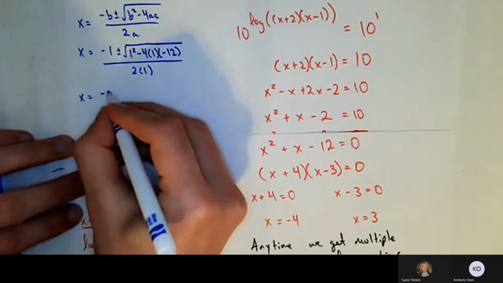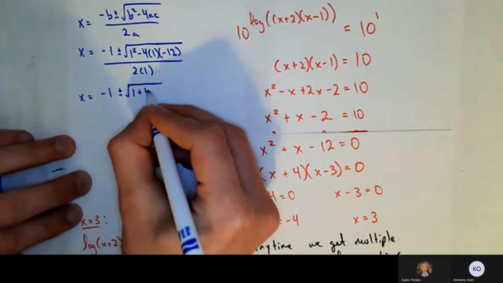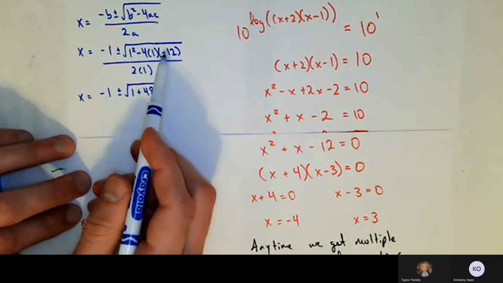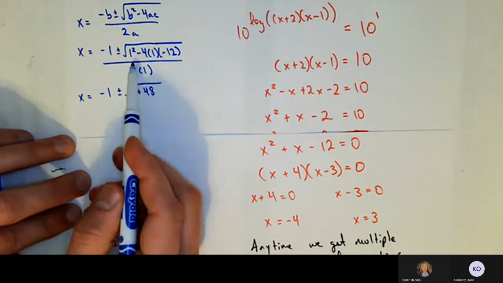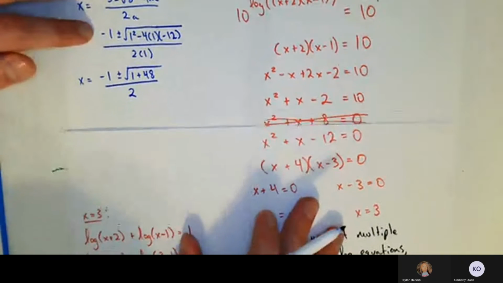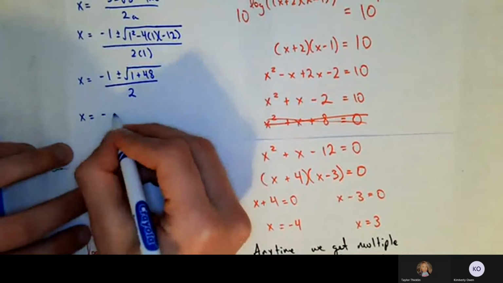X is equal to -1 plus or minus the square root of 1 plus 48, right? Oh, the negatives cancel in there. 4 times 12 is 48, and the double negative makes it positive, all over 2. I'm going to run out of room to do all this. You may have to finish the simplifying on your own here.